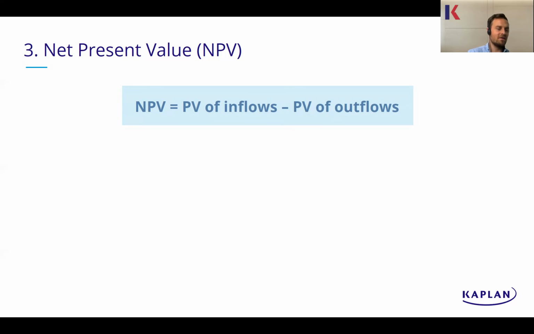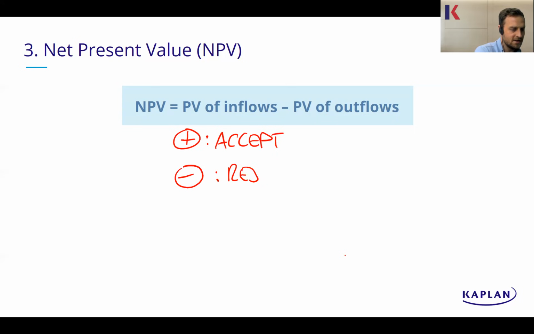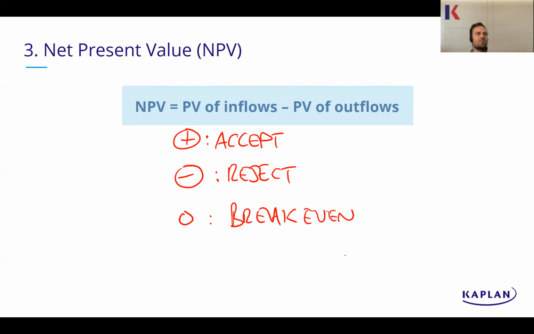And just to remind you, if that ends up being positive, you should accept it. And if it ends up being negative, you should reject it. If it's exactly 0, by the way, that is at the break-even point, which we'll look at shortly. So if it's 0, that's the break-even point.